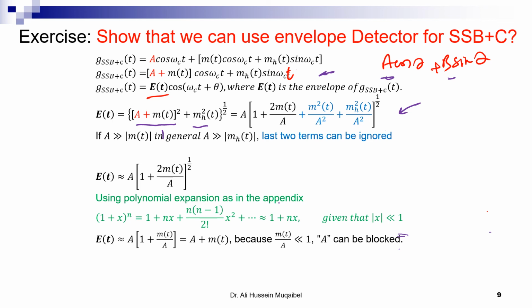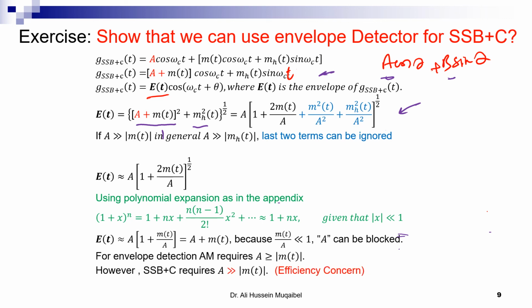So in this slide, we have shown that the condition required to use envelope detection, if you add a carrier, is to make a very large. Remember that this is not something very good, because adding A means wasting power, wasting efficiency. So for envelope detection, AM requires A to be greater than m of t. For single sideband, it's not just greater, it should be much greater, which creates some efficiency concern.